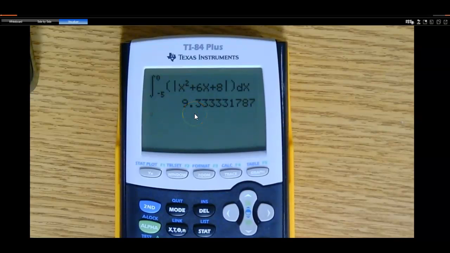Now, if you were to convert that into a fraction, I believe it comes out to be, I wrote it down earlier, 28 over 3. So if you did it by hand, you should have gotten 28 over 3. Okay? So, sorry guys, I know it's tough stuff, but on your homework, mainly what I'm concerned about is the setup, but I do want you guys to try to calculate the integrals by hand. Okay, do the best you can, but we're mainly looking at the setup.